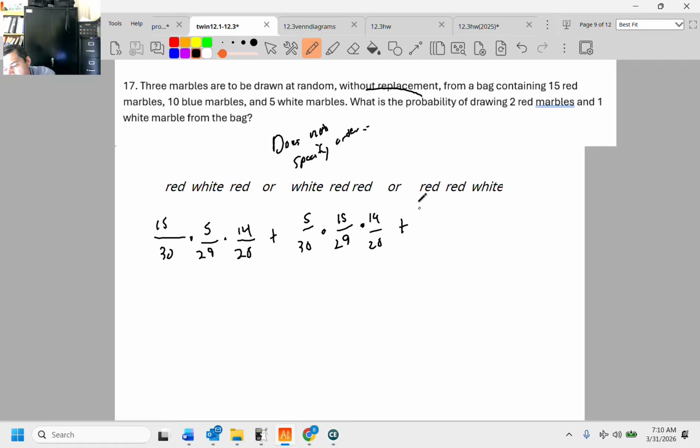Plus, because I have the word or, red, red, white, 15 over 30 times 14 over 29 times 5 over 28. And notice that these are all the same thing. They really are. It's the same numbers up top, the same numbers in the bottom. They're going to be the same.